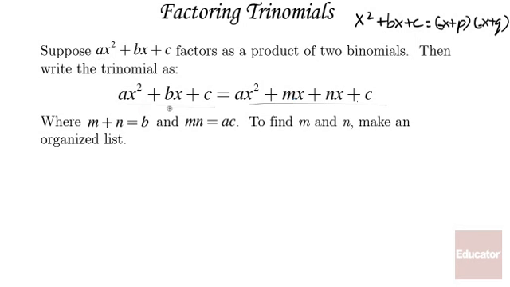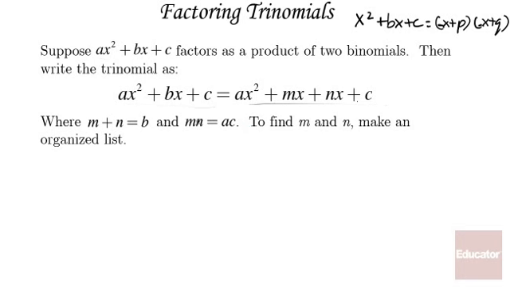I want to split, really, bx into mx plus nx. But I need to have the correct m and n. Well, there's a couple of properties that will help me to determine what m and n are. The first is that m plus n equals b. So the sum of m and n equals b. The second property is that the product of m and n equals ac. So the product of m and n is equal to the product of a and c.